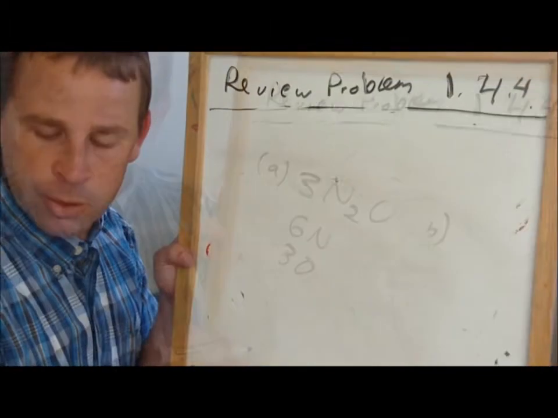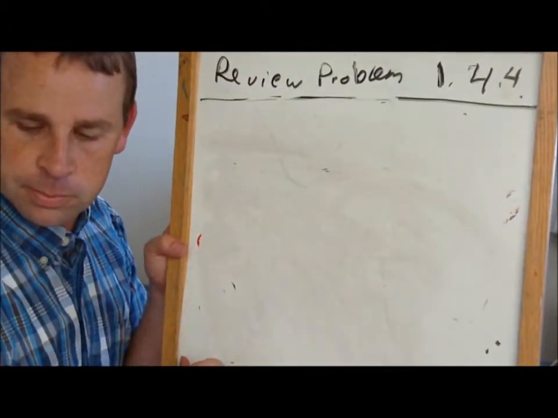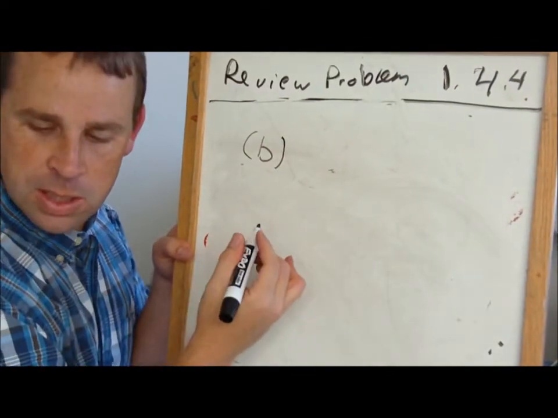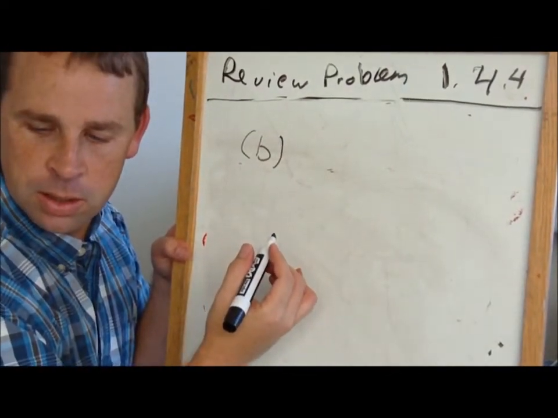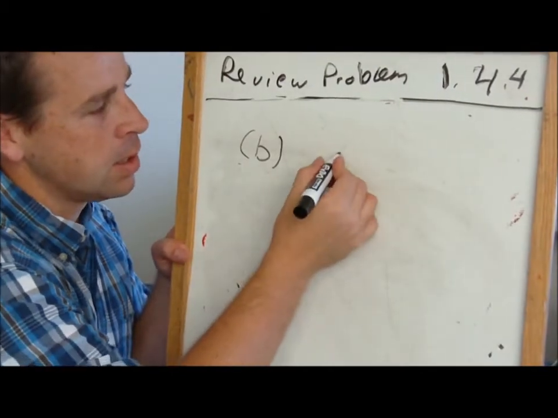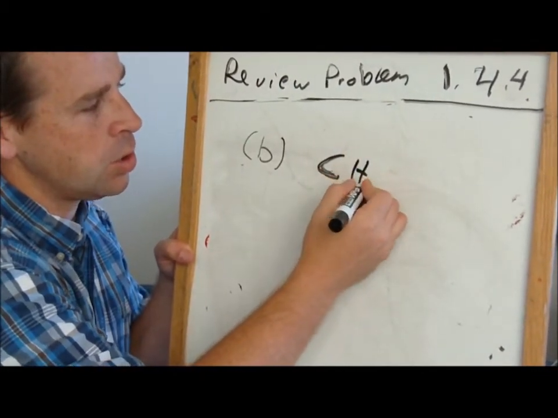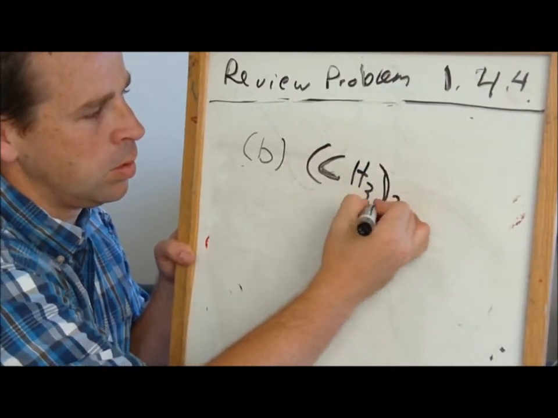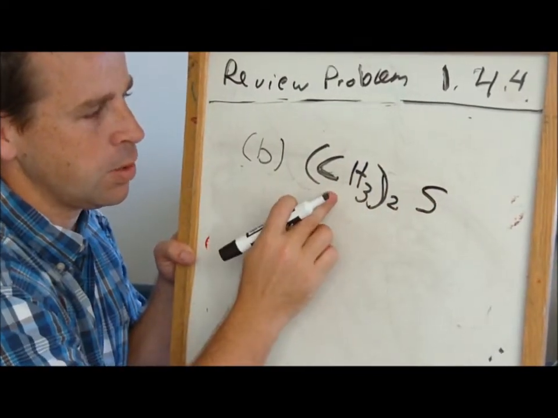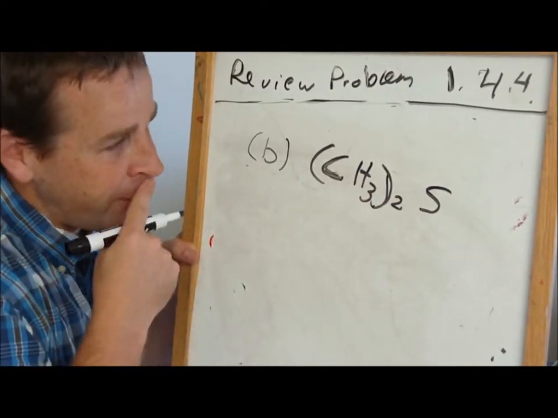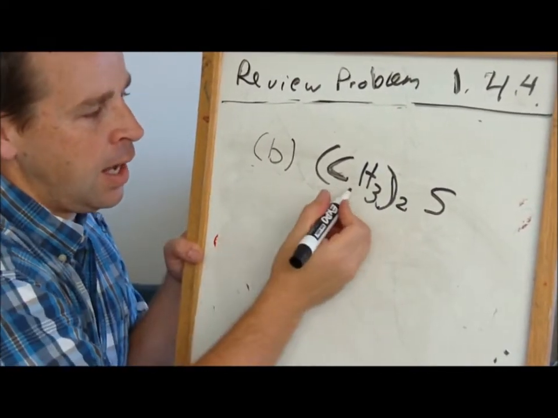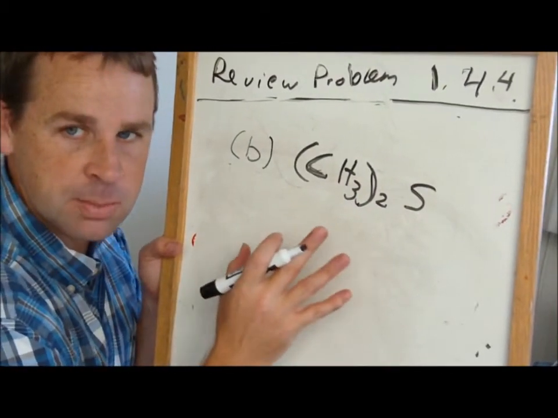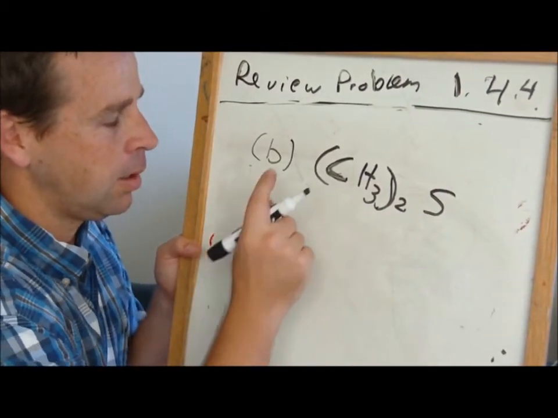Number 144B, CH3 2S, (CH3)2S, and then there's a sulfur. So this is a methyl group, dimethyl sulfide, all right? Di, meaning there's 2 methyls, so dimethyl sulfide. We don't need to know the naming system for these yet, but that helps us out a little bit.